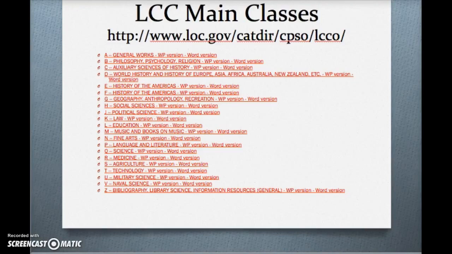Now we will discuss the overall structure and division of the LCC system. The LCC is divided into 21 main classes that are classified under single capital letters. The main classes are then further divided into subclasses, also under single capital letters. The subclasses are then further divided into components of the subclass, with Arabic integers from 1 to 9,999, and then further divided with decimal extensions or Cutter numbers that are a combination of a capital letter and one or more numerals.